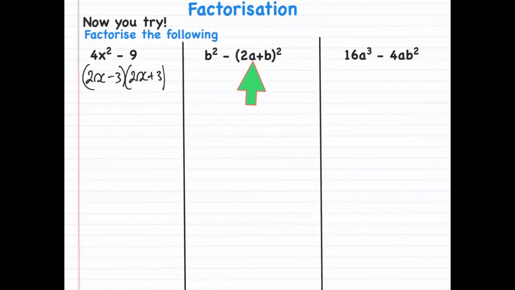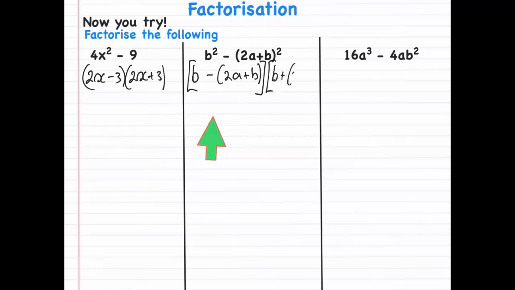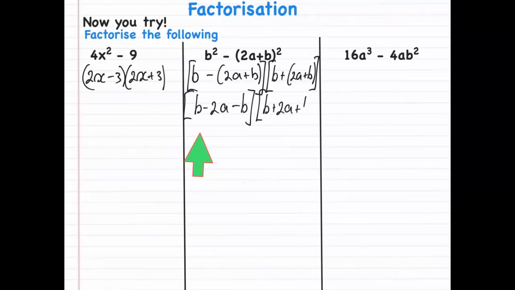Now, how about this one? There's no common factor, but it is a difference between two squares, because I can get the square root there and there. So let's do that. This will be a b, and then minus, and that will be just 2a plus b, right? Put that in brackets and rewrite this entire thing and change the minus to a plus. And close the bracket. Inside the big ones, we don't want smaller ones, so we have b minus 2a minus b, and then we have b plus 2a plus b.